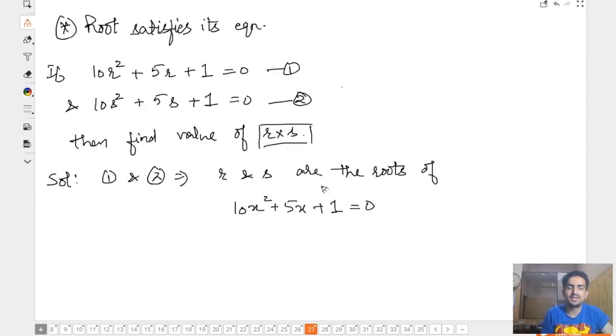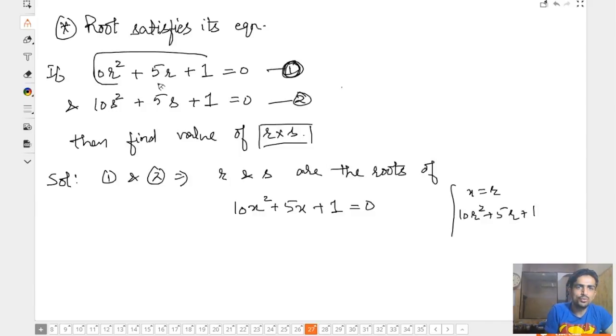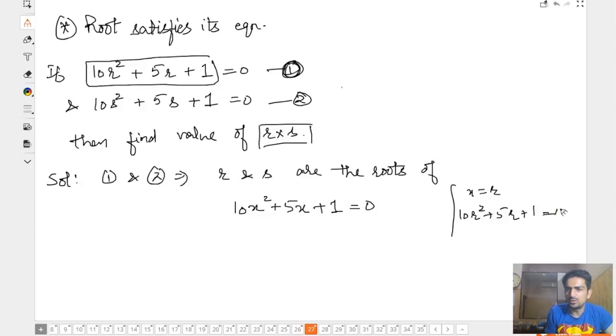Yes, Rishabh Sharma, exactly. So why? You can check it. Just put x equal to r. What do you get? 10r square plus 5r plus 1. And this 1 is telling me that this value is 0. So if it is 0, then clearly x equal to r is a root of this, no?